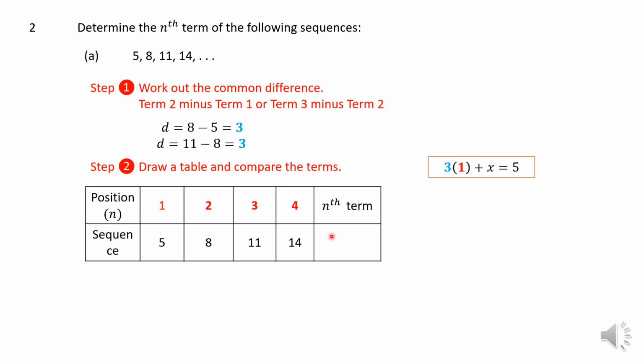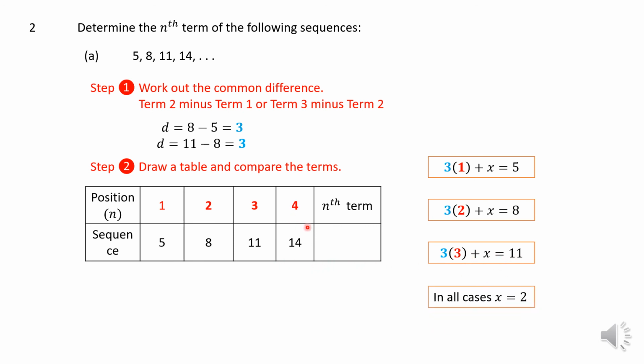So what I like to do is I take my term. I know the common difference is 3. So if I say 3 times 1, I know 3 times 1 is 3, but I need to add something to get to that 5. I know that 3 times 2 is 6, but I need to add something to get 8. And I know also that 3 times 3 is 9; I need to add something to get to 11. And I know that 3 times 4 is 12; I need to add something to get to 14.